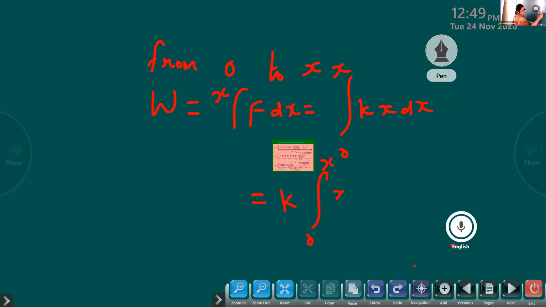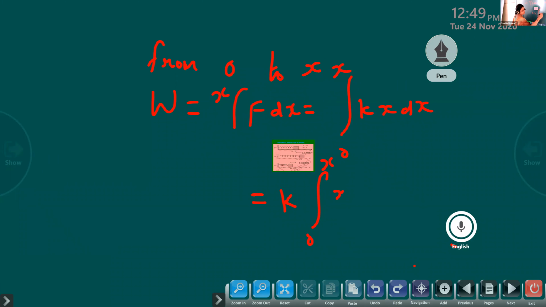Whether it is x dx or t dt, whatever. I think in the first chapter or somewhere I taught you the same thing. Now, when you integrate, what are you going to get? Here the power is 1, so the integral of x becomes x squared by 2 within the limits. Because a limit is given, after integrating you have to write it in square brackets like this: k into x squared by 2, from 0 to x.